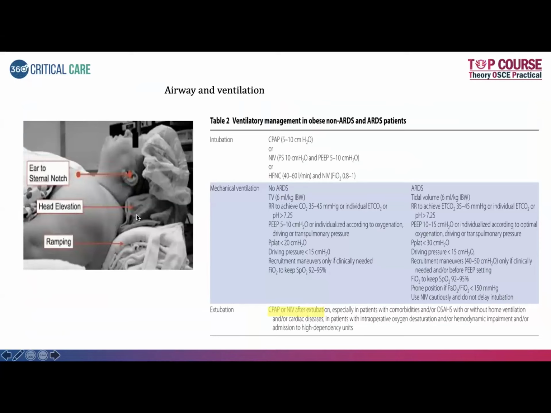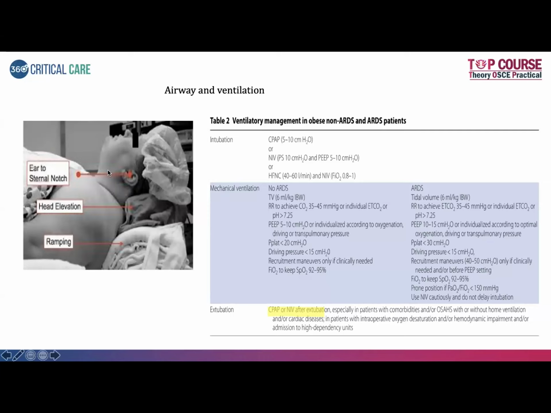What are the strategies that you have to do? Maintaining a ramping position. Ramping position is increasing the height of the shoulder and the head, so that the tragus is almost level with the ear, and the sternal notch is almost in the same horizontal line. So you elevate the head by placing a ramp under the head and shoulders.